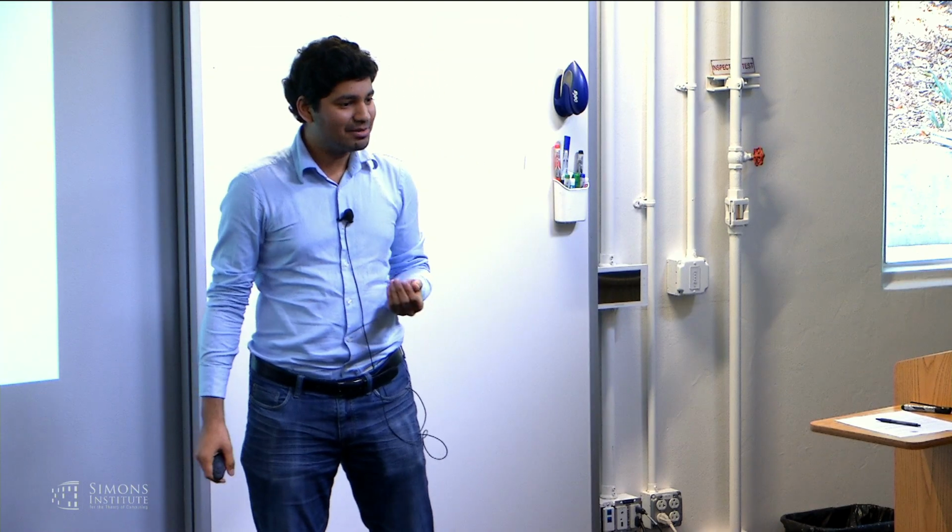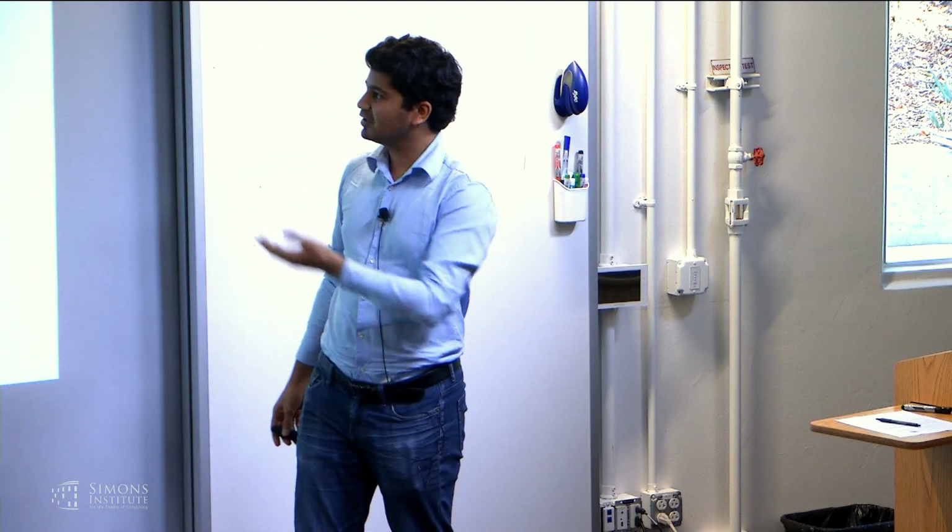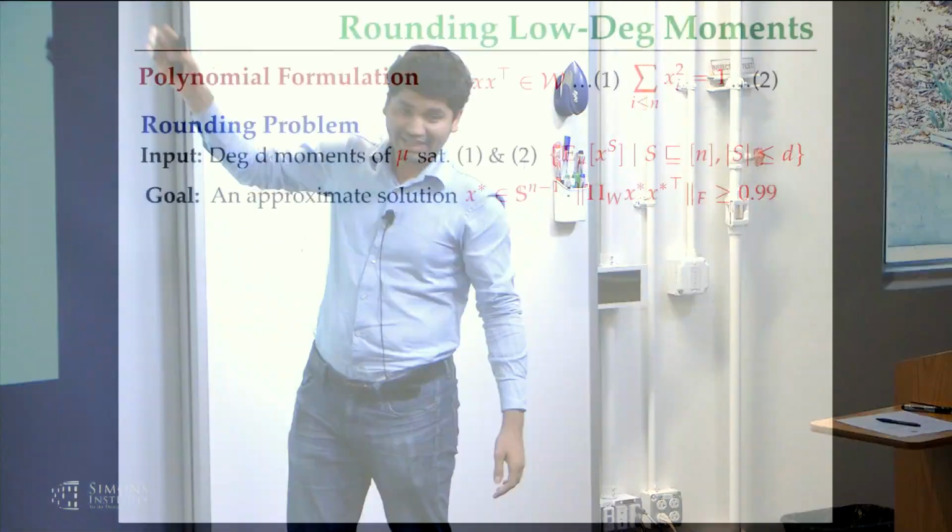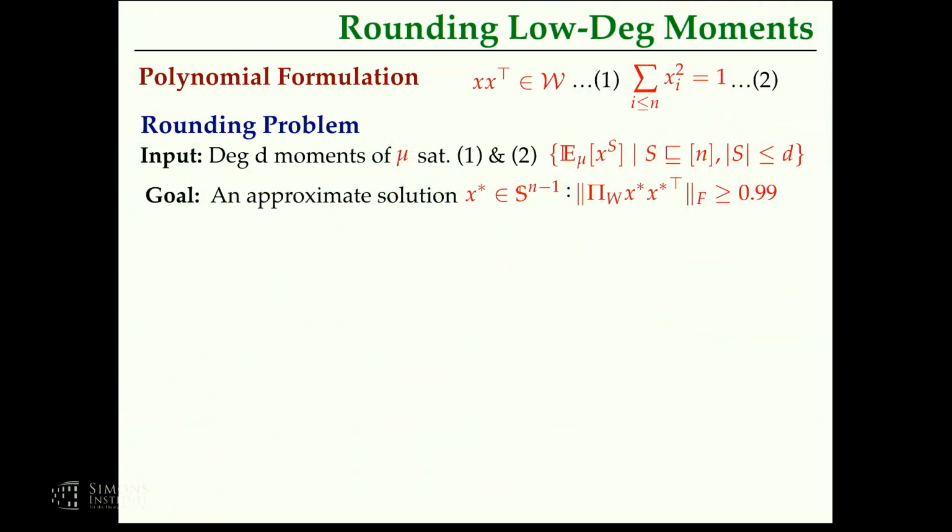Okay, so our rounding problem is that I have degree up to d moments of this distribution, supported over x's that satisfy the quadratic equations, and I want to get to some single x star, a unit vector, such that the rank 1 matrix defined by it is close to being in the subspace W. Great.